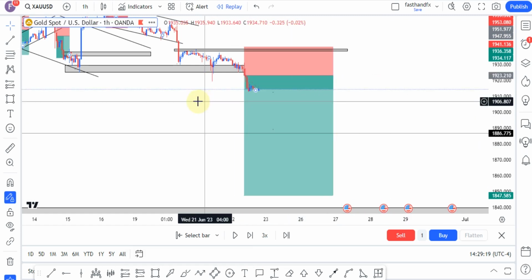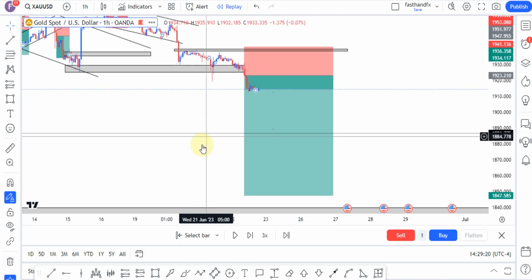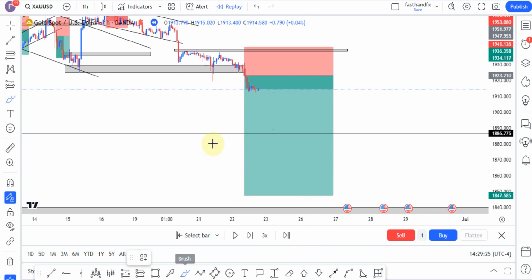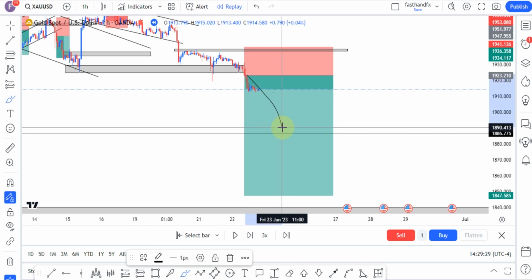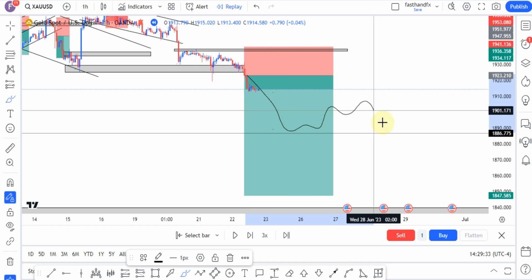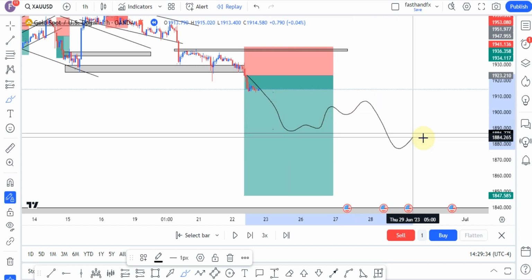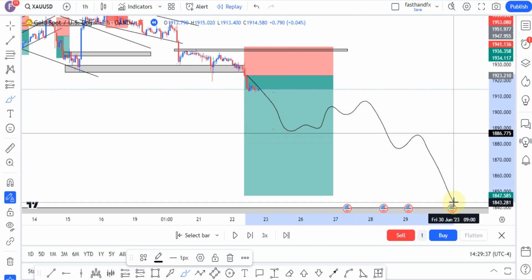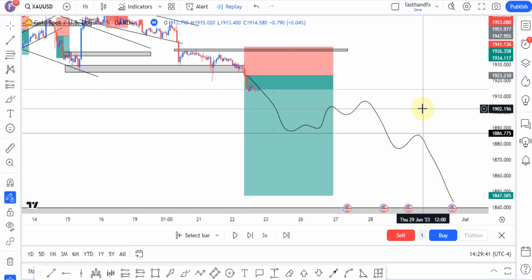So this should be our first target. This will be our TP1, and after the market comes to our take profit 1, because this is a support area, we'll expect the market to do something like this again before it continues downward to hit our take profit 3. So let's see what happens, guys.